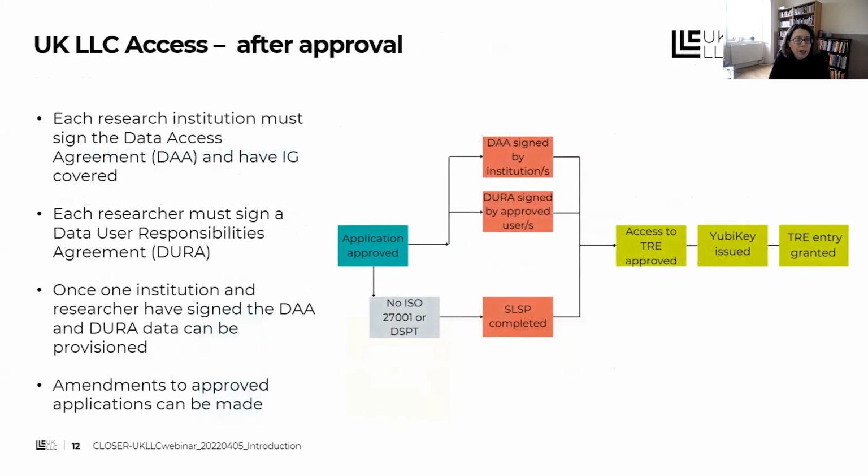So after an access application has been approved, there is a data access agreement that must be signed, and information governance must be covered as part of that process. Each researcher on an application must also sign a data user responsibilities agreement. Once the institution and the researcher have signed the data access agreement in Dura, data can be provisioned, and even after approval is given, amendments can be made to the application.